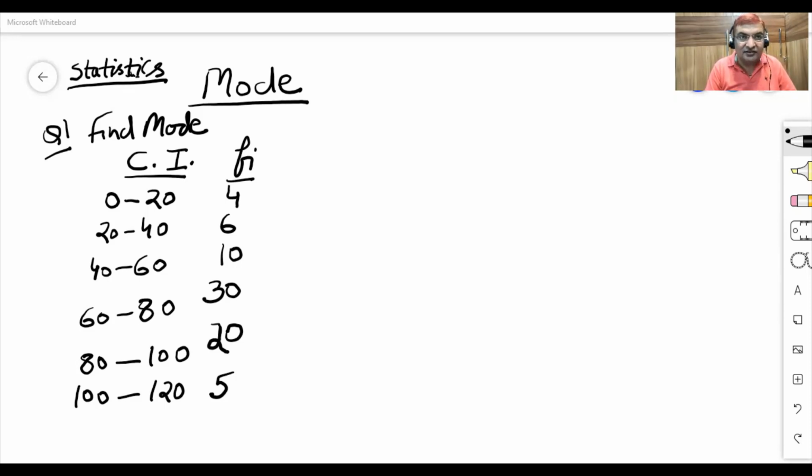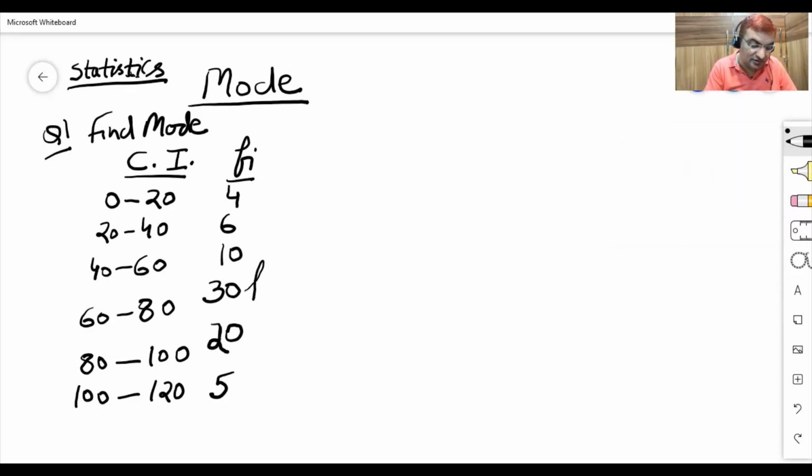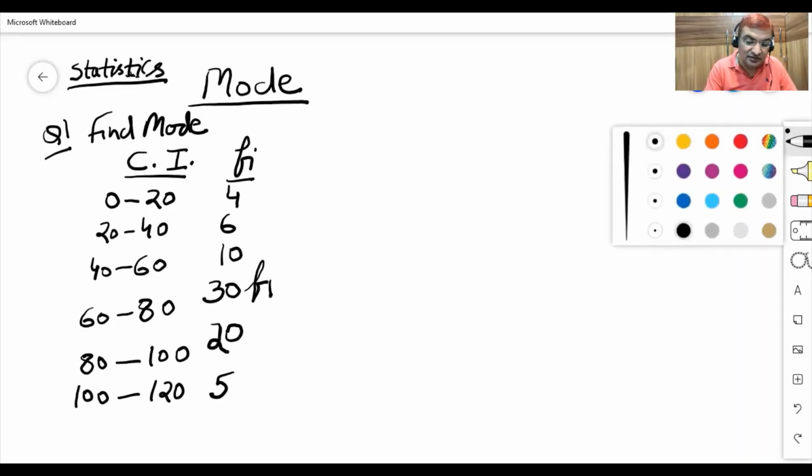There are 3 parts of this. Let us first understand the calculations. So students, the first calculation in mode is called the calculation of F1. F1 means the highest value, that is the frequency which is of maximum value. जो सबसे बड़ा नंबर है frequency में, उस नंबर को हम कहते हैं F1. That is, F1 here is 30.